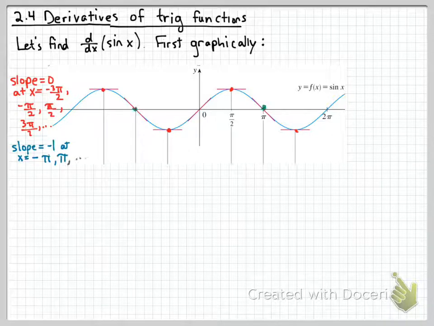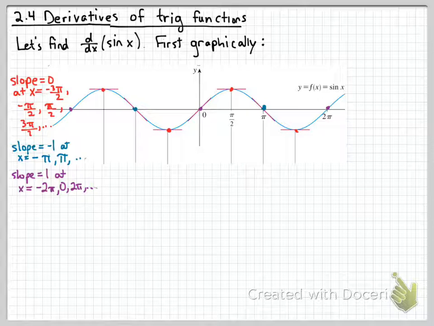Alright, there's also some places where the slope is negative 1. We can see two of them on this part of the graph. The slope is negative 1 at negative pi and at positive pi. But again, if we continued it out either direction, we'd get some more places where the slope was negative 1. And there's some places we see where the slope is positive 1. There's one right at the origin, and then at 2 pi, looks like the same slope, and at negative 2 pi, same slope. And again, because the function is periodic, it'll happen every 2 pi.